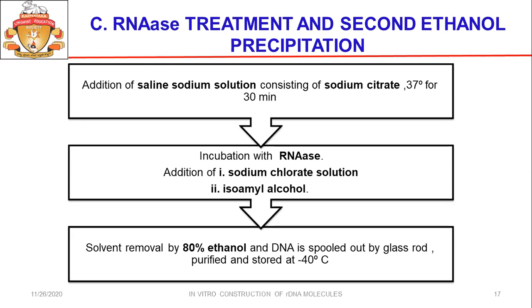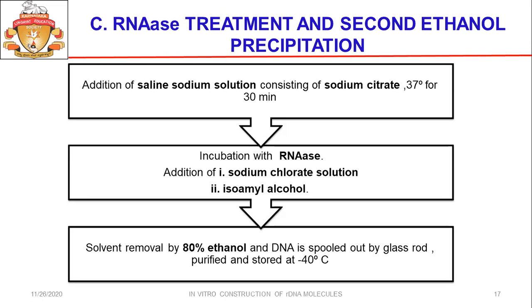The function of RNase is to ensure degradation of contaminating RNA. We want only DNA. We do not want any RNA in this extraction. So we're going to destroy all the RNA that is present in the lysate. And then we're going to add sodium chlorate solution. The sodium chlorate solution will stop the reaction of RNase. And then chloroform and isoamyl alcohol are added.